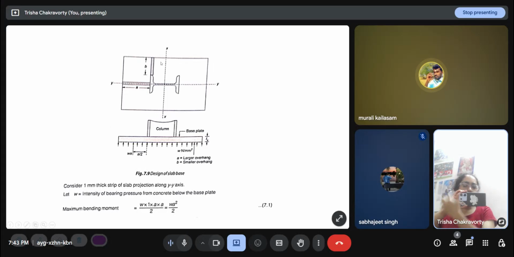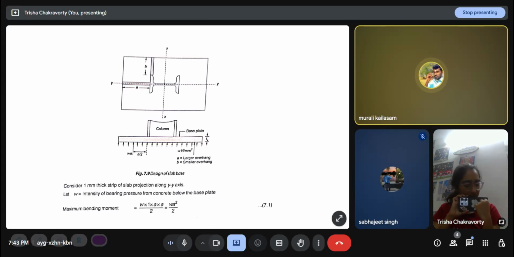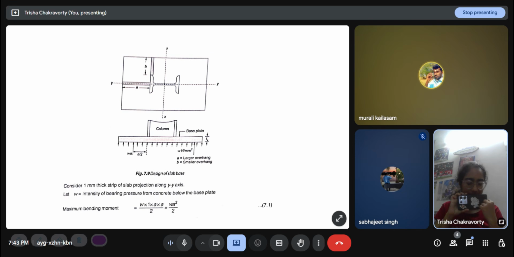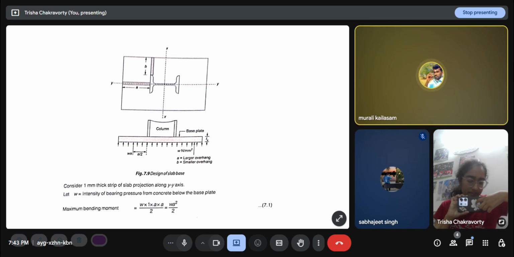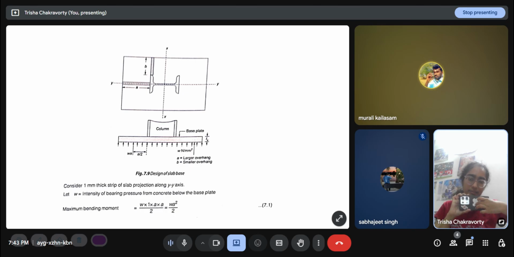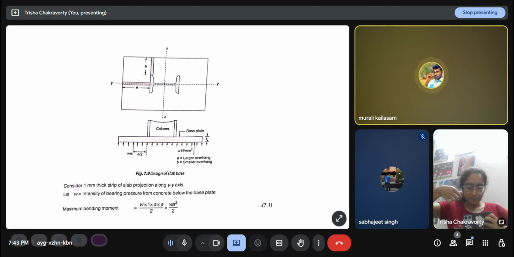But instead of treating this entire thing together, what we do is imagine a strip like this, and then we treat it like a beam. This part is just a beam, with this as the fixity. This is a cantilever beam. Just imagine a small strip of it.